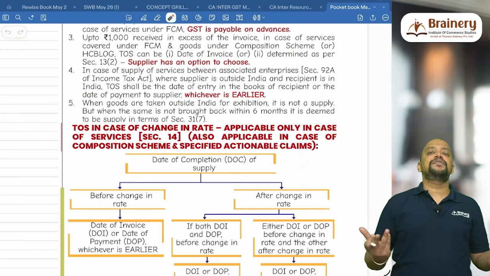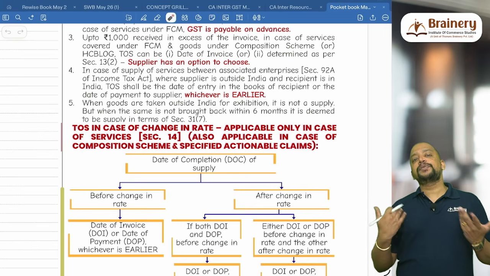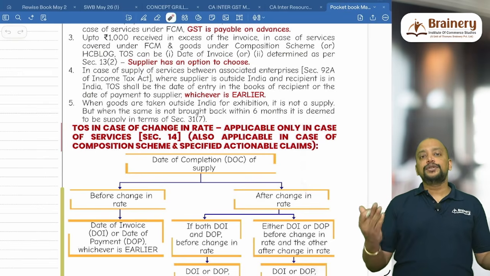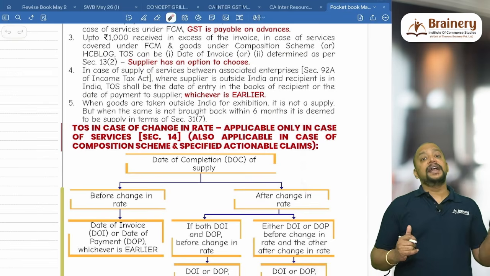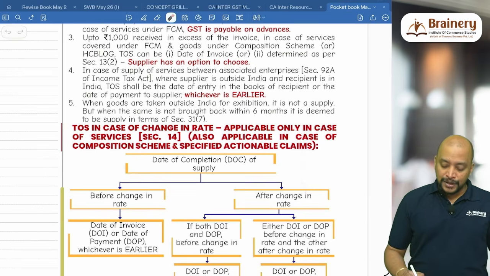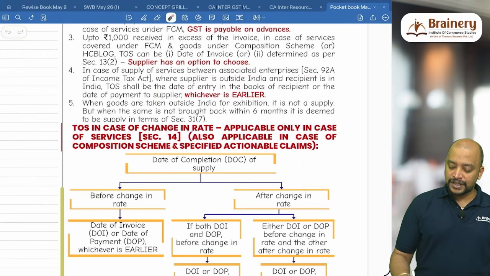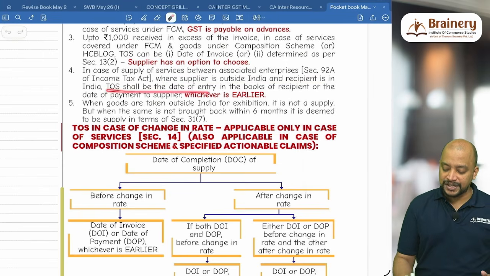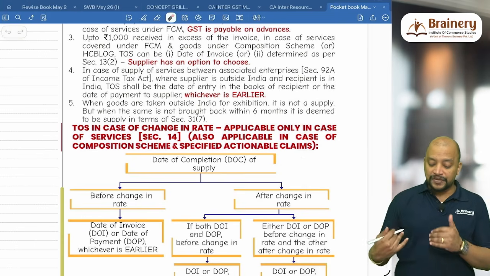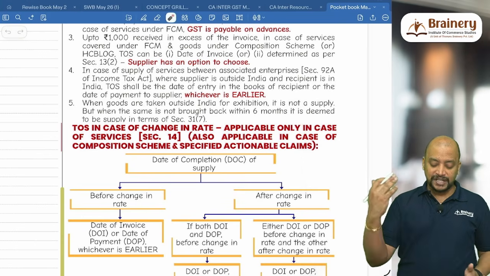There is no invoice between associated enterprises, so even the recipient sometimes will not give an invoice. Due to that reason, we need to take the date of entry in the books of the recipient. So in case of services between associated enterprises where the supplier is outside India and the recipient is in India, the time of supply shall be the date of entry into books of recipient or the date of payment, whichever is earlier.